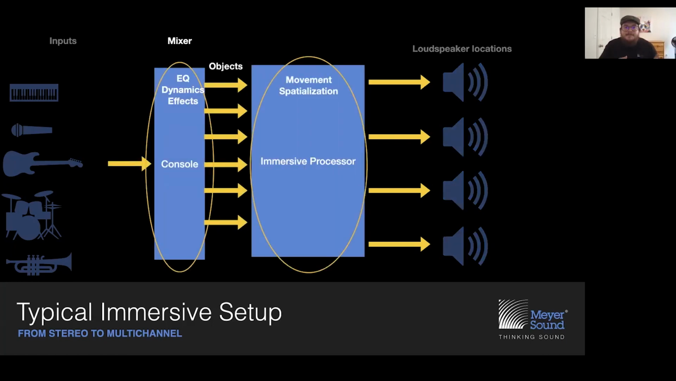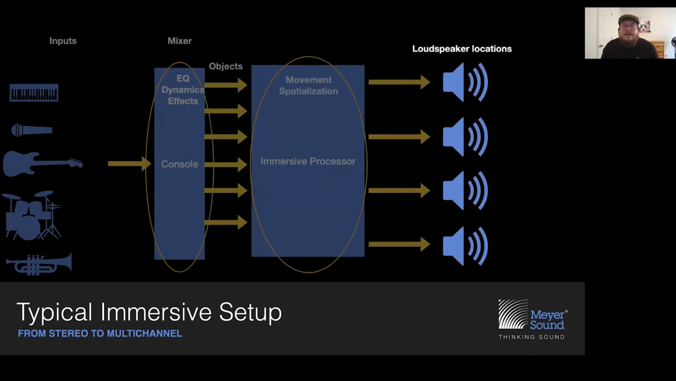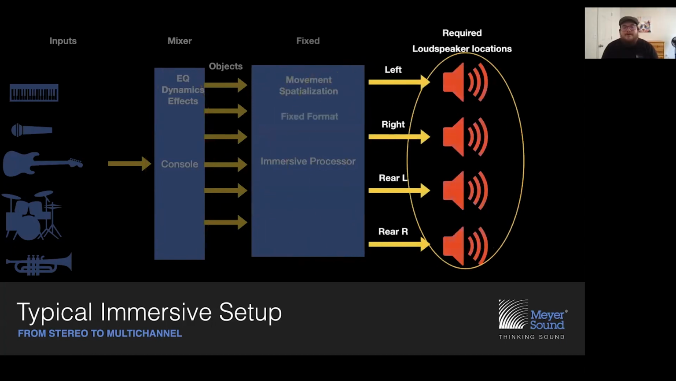Your mix console is now your EQ, your dynamics and effects. And what we've done with these immersive processors is essentially take the pan pot off of the console, put it in a very large, expensive box, and charge you a whole bunch of money for it so you can buy a lot of loudspeakers. That's the whole point of an immersive processor. And it's great. It allows you to do some really interesting things. But most of these immersive systems require you to have a ton of loudspeakers, which in theater world is not practical most of the time.